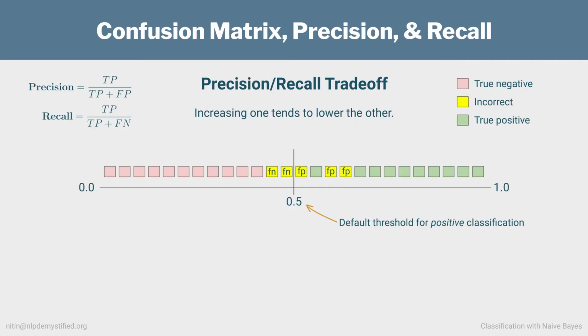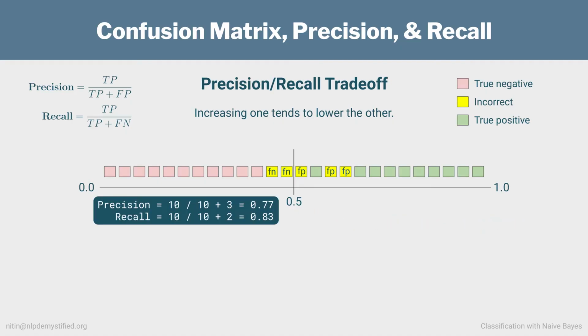And the model's threshold for classifying something as positive is if the probability is over 50%. Any incorrect classification on the left side of the threshold is a false negative, and any incorrect classification on the right side of the threshold is a false positive. In this case, we end up with a precision score of 77% and a recall score of 83%.